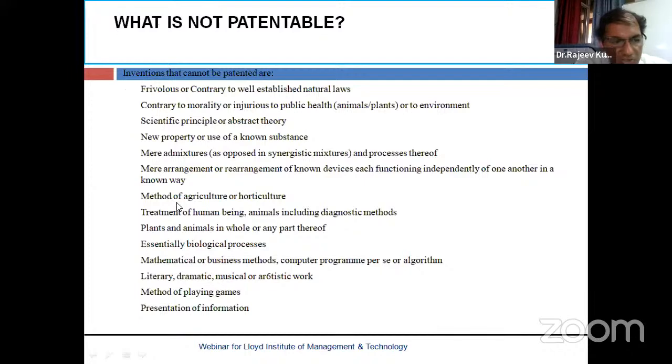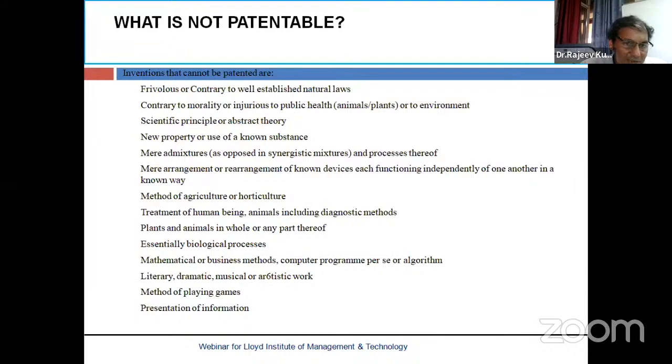A method of agriculture or horticulture is also not patentable. So in India, a method to grow a crop is not patentable because here the farmer is very poor, and if somebody is granted, just imagine a method of growing crops, he will be having a monopoly over agriculture. So that is not possible. So in India, we don't give any patents for a method of agriculture or horticulture.